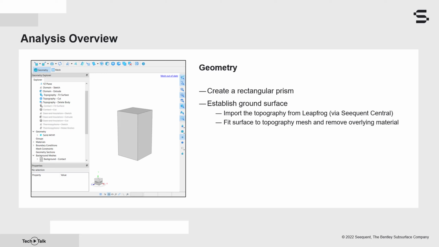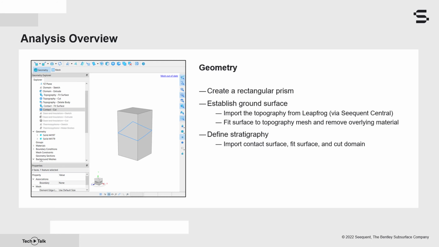However, there are additional details we must add. The subsurface is comprised of multiple materials. In a 3D GeoStudio analysis, there are 2 methods for defining the stratigraphy. The first is to import surfaces representing the contacts between the subsurface materials. In this project, I will import a contact surface from my Leapfrog project via Central using the same method as when I imported the ground surface. I will fit a surface to the corresponding background mesh and use this surface to cut the model domain. The portion of the domain above this contact surface represents the ice-rich silt.